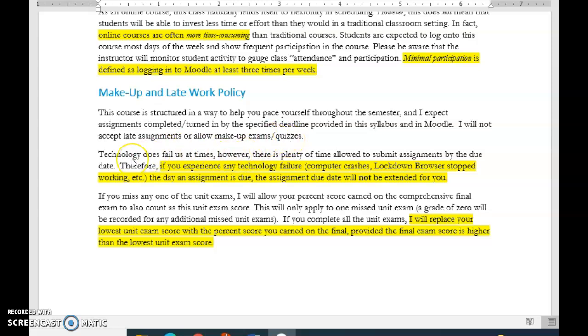We've had the technology talk, so come up with a plan B in case your technology fails. Sometimes your computer will crash. Sometimes Lockdown Browser stops during the middle of a test. So just make sure that you have a backup plan. Sometimes you need a plan B, sometimes you need a plan C. Just make sure you've got something in place.